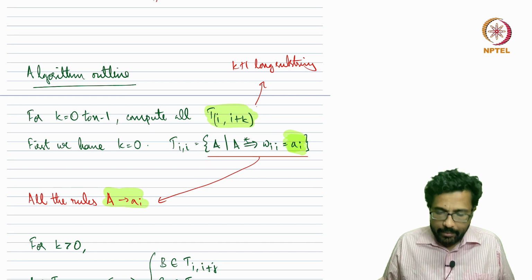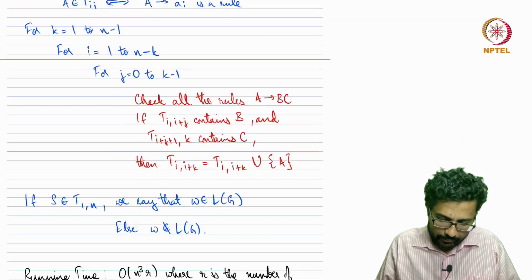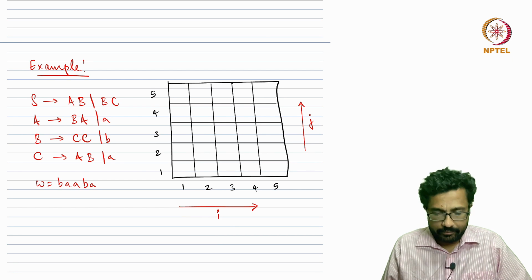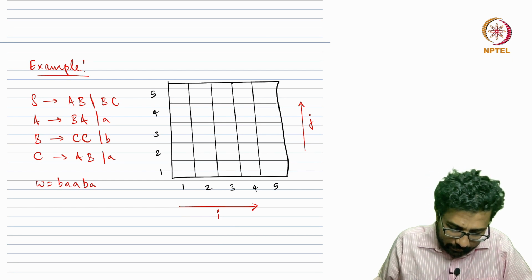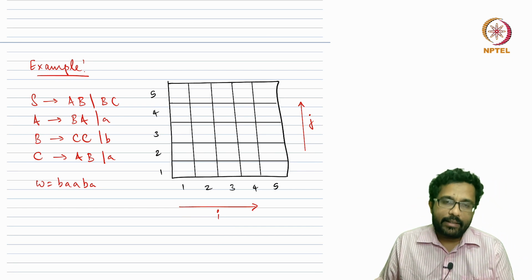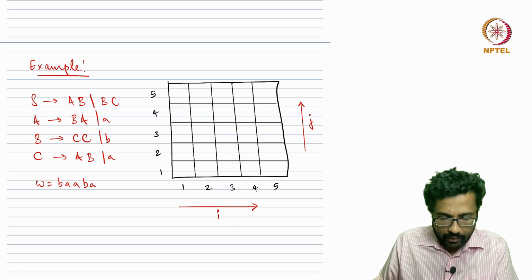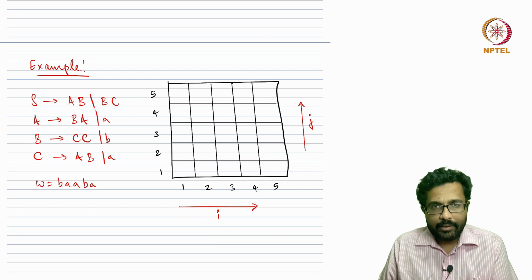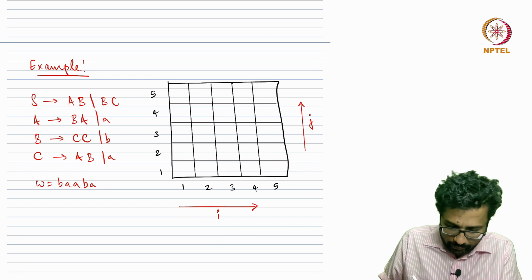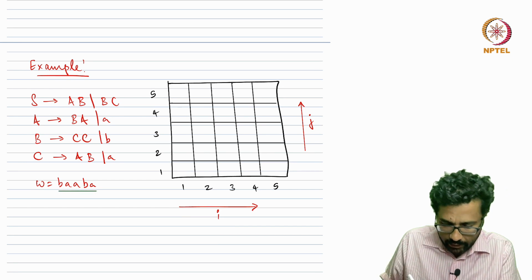Maybe we'll work out an example in parallel. Suppose this is a grammar in Chomsky normal form. Notice that the start variable does not come on the left hand side, there is no epsilon rule, and in all the rules the right hand side is either two variables or a single terminal. The string that is of interest is BAABA.